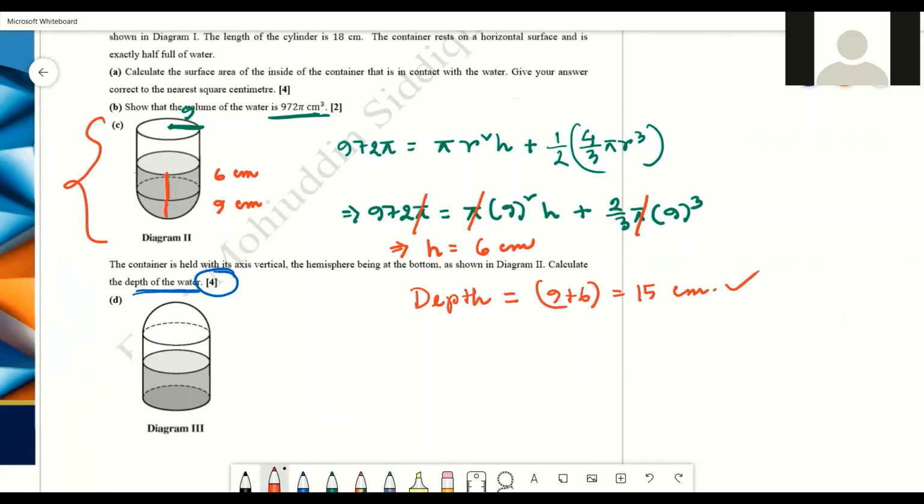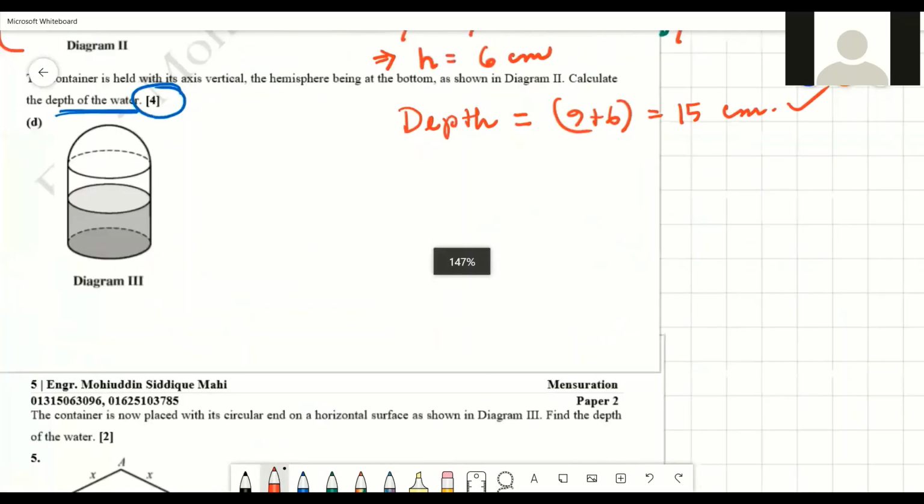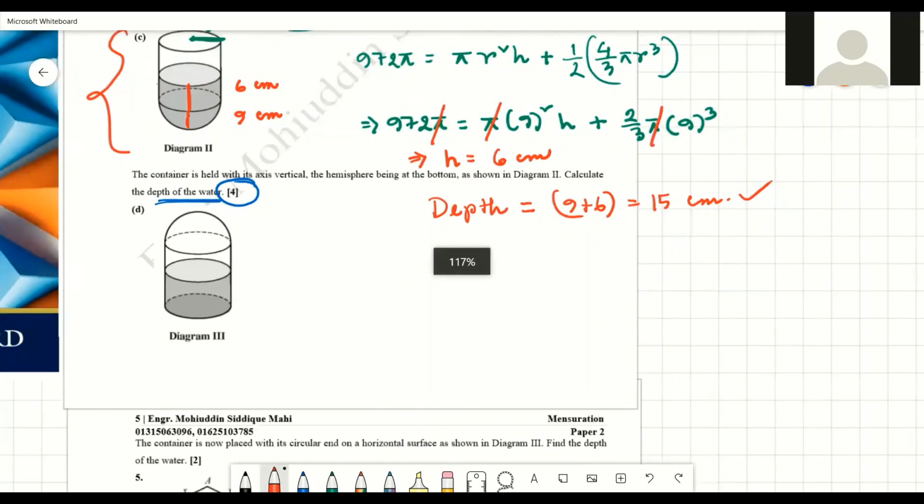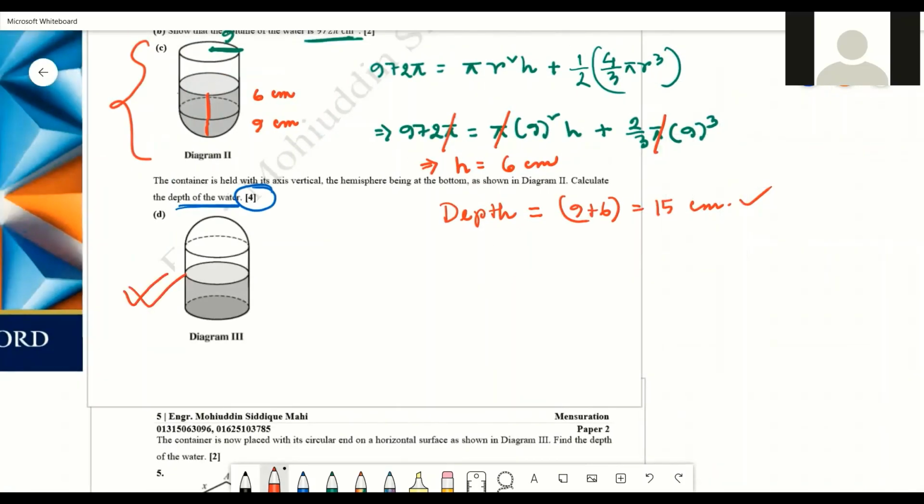So let's move on to question D. Now here, the container is now placed with its circular end on a horizontal surface. You have placed the container like this. Look at diagram 3. Initially, it was standing on the hemispherical surface. Now you have changed it, and now the container is standing on its cylindrical base. Now, in this situation, the water will look like this. Find the depth of the water.